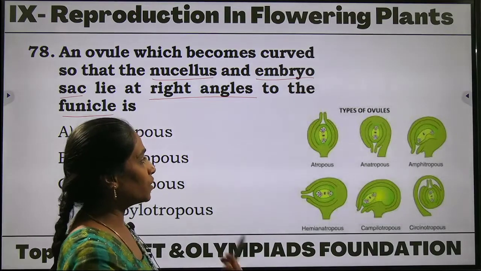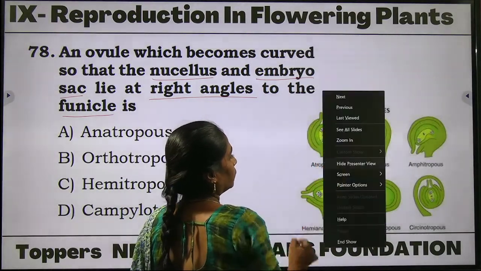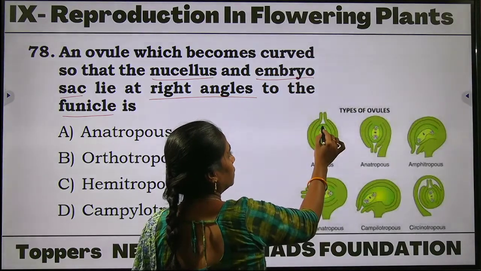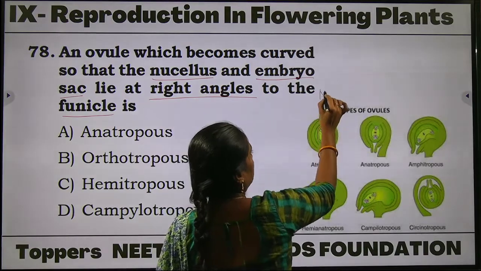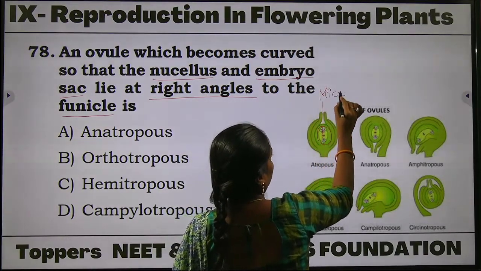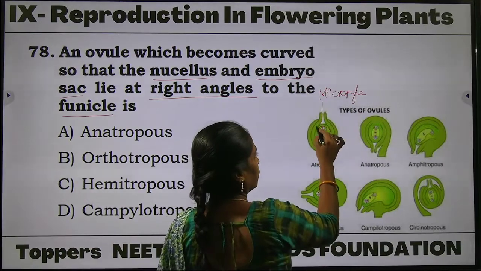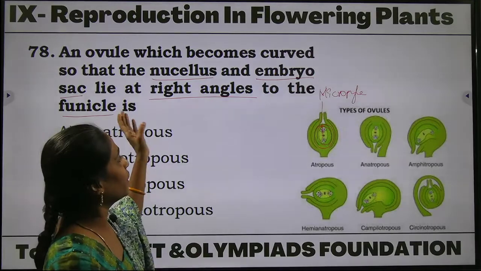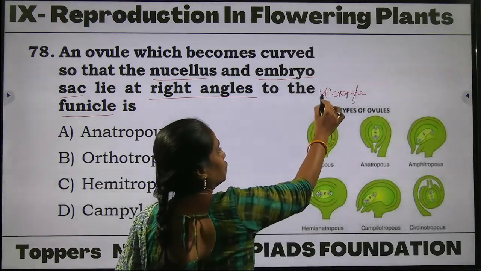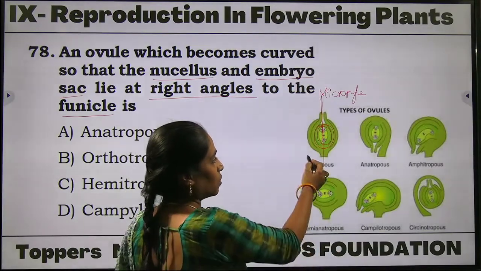Okay, so what are those? This is the funicle, right? And this is the embryo sac. The entry point is the micropyle. And where can we observe the nucellus? Surrounding the embryo sac we can observe the nucellus. Nucellus and the micropyle are exactly in a straight line in the first ovule. Okay, so this is a wrong option.